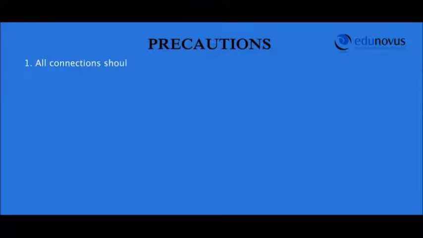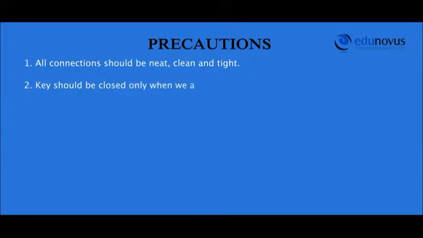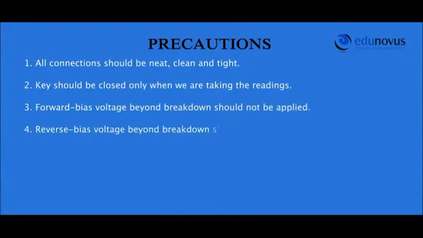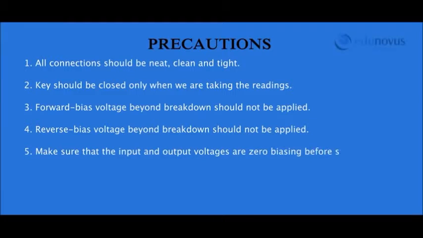All the connections should be neat, clean and tight. Key should be closed only when we are taking the readings. Forward bias voltage beyond the breakdown should not be applied. Reverse bias voltage beyond the breakdown should not be applied. Make sure that the input and output voltages are at zero biasing before switching on the circuit. You should note down the readings without any parallax.